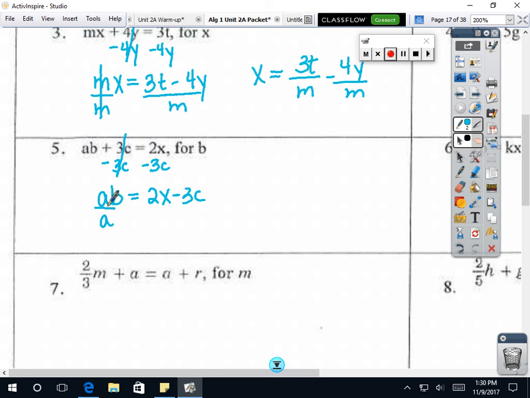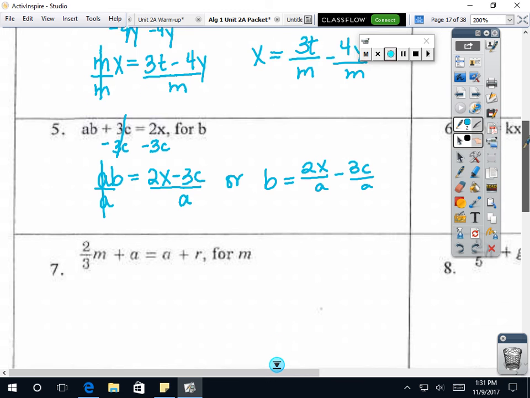Correct, because we want to cancel out the A. And then we divide this whole side by A, and now we technically have the right answer because B's by itself, and that's what it equals. But remember, you may see them write it like this. B equals 2x over A minus 3C over A. And we'll get to one later where you're going to see why they split it up.